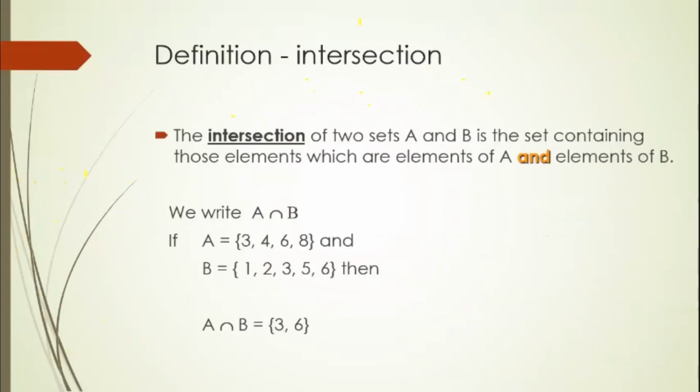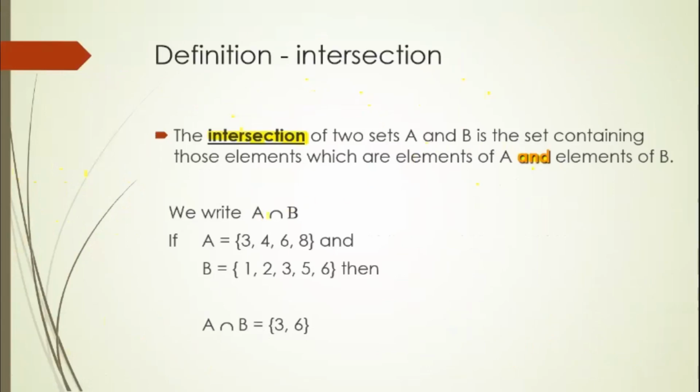The first definition for a Venn diagram that we will discuss is the intersection. The intersection of two sets A and B is the set containing those elements which are elements of A, take note of, and elements of B. For intersection, the word that we are going to use to describe it is the word and.